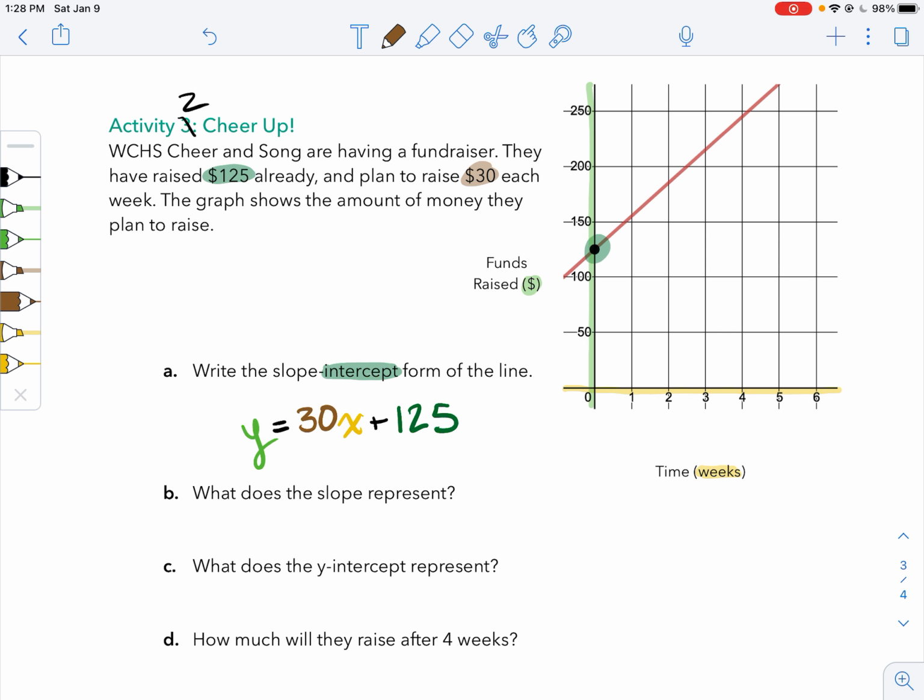Nailed it. So what does the slope represent? Well, slope represents the money raised each week. And what does the y-intercept represent? That represents our starting point.